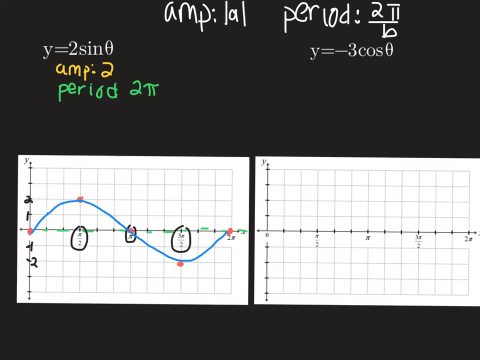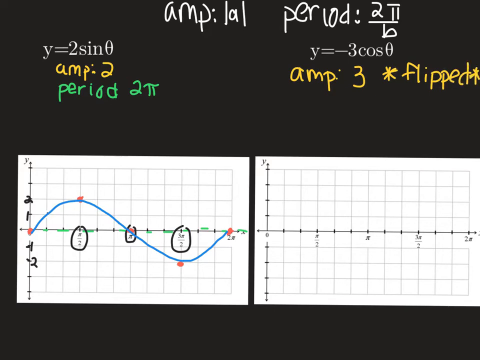Okay, hopefully you've had a chance to go through this. So let's look at this next function. If we look at this graph, -3 cosine theta, the first thing I need to find is my amplitude. My amplitude is the absolute value of A, and my A value in this problem is just 3. The negative part we are going to make note of. I'm going to say that the amplitude is 3, but then I'm going to make a note to myself that this graph has flipped.